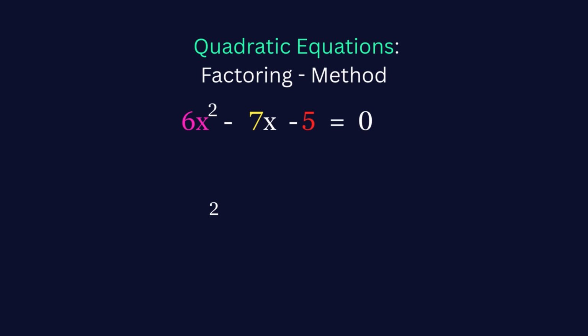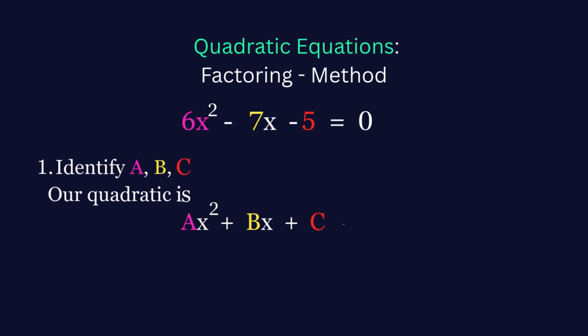We need to identify a, b, and c from our quadratic equation. It will look something like ax squared plus bx plus c, and that would equal 0. If we look at our equation, we know that a equals 6, b equals negative 7, and c equals negative 5.